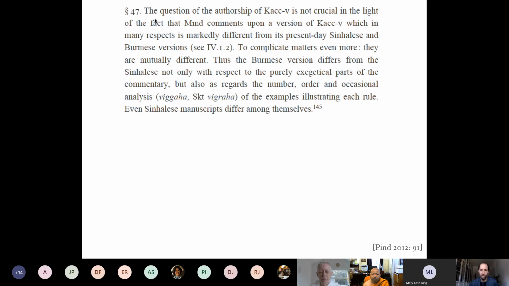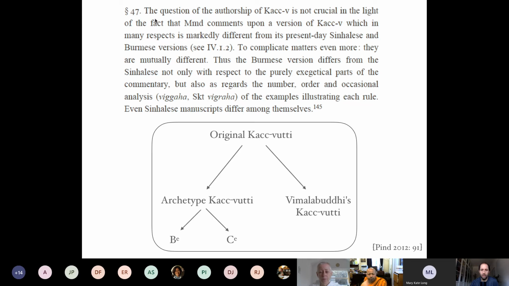Thus, the Burmese version differs from the Sinhalese, not only with respect to the purely exegetical parts of the commentary, but also as regards the number, order, and occasional analysis, Viggaha, in Sanskrit Vigraha, of the examples illustrating each rule. Here again, we have problems with examples. And Pind concludes, even Sinhalese manuscripts differ among themselves.